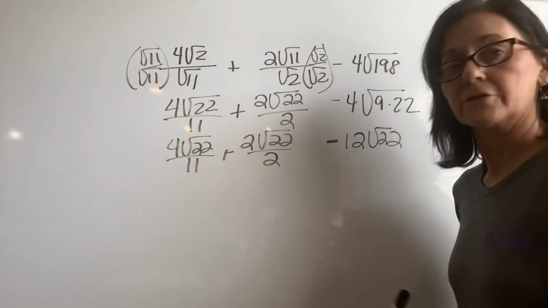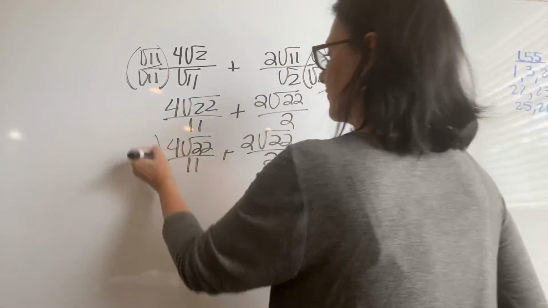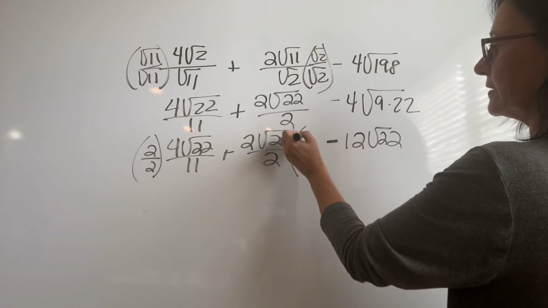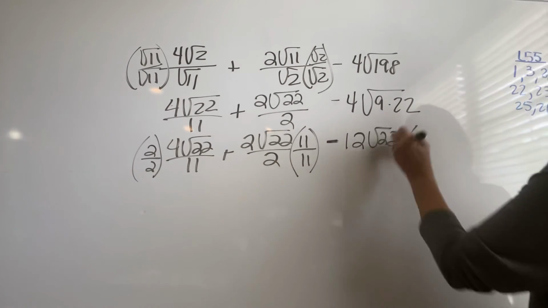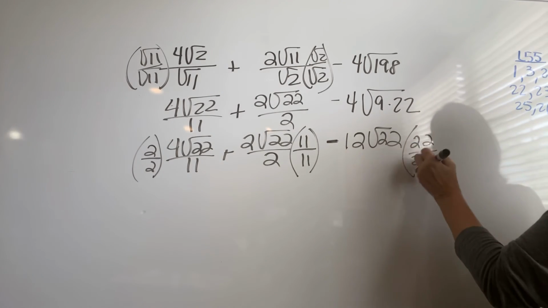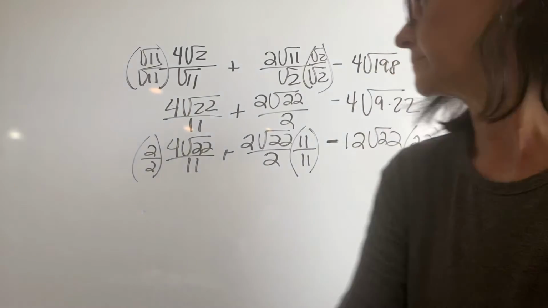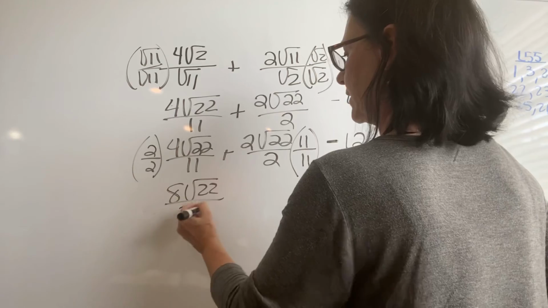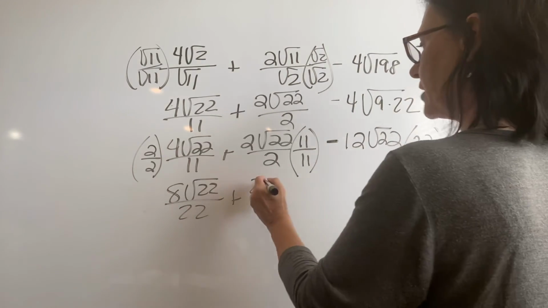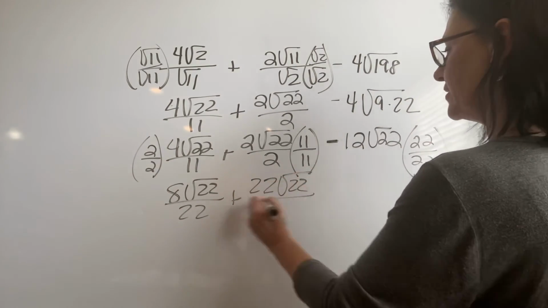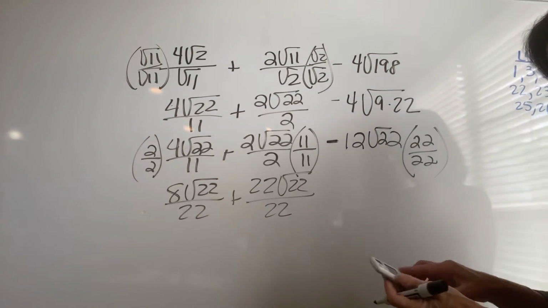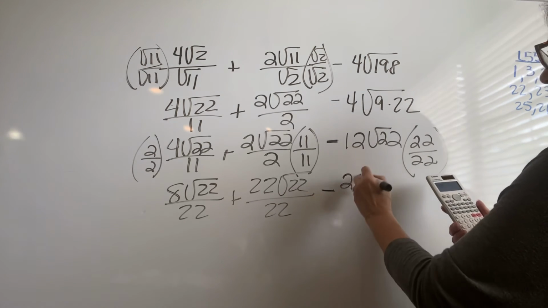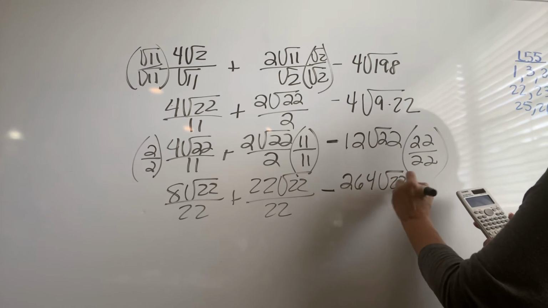Now I want a common denominator. It's going to be 22. This first one, I multiply by 2 over 2. Second one, to get to 22 in that denominator, 11 over 11. This last one has to be 22 over 22. This first term is 8 square root of 22 over 22. This is 2 times 11, 22 square root of 22 over 22. All right, 12 times 22 is minus 264 square root of 22 over 22.